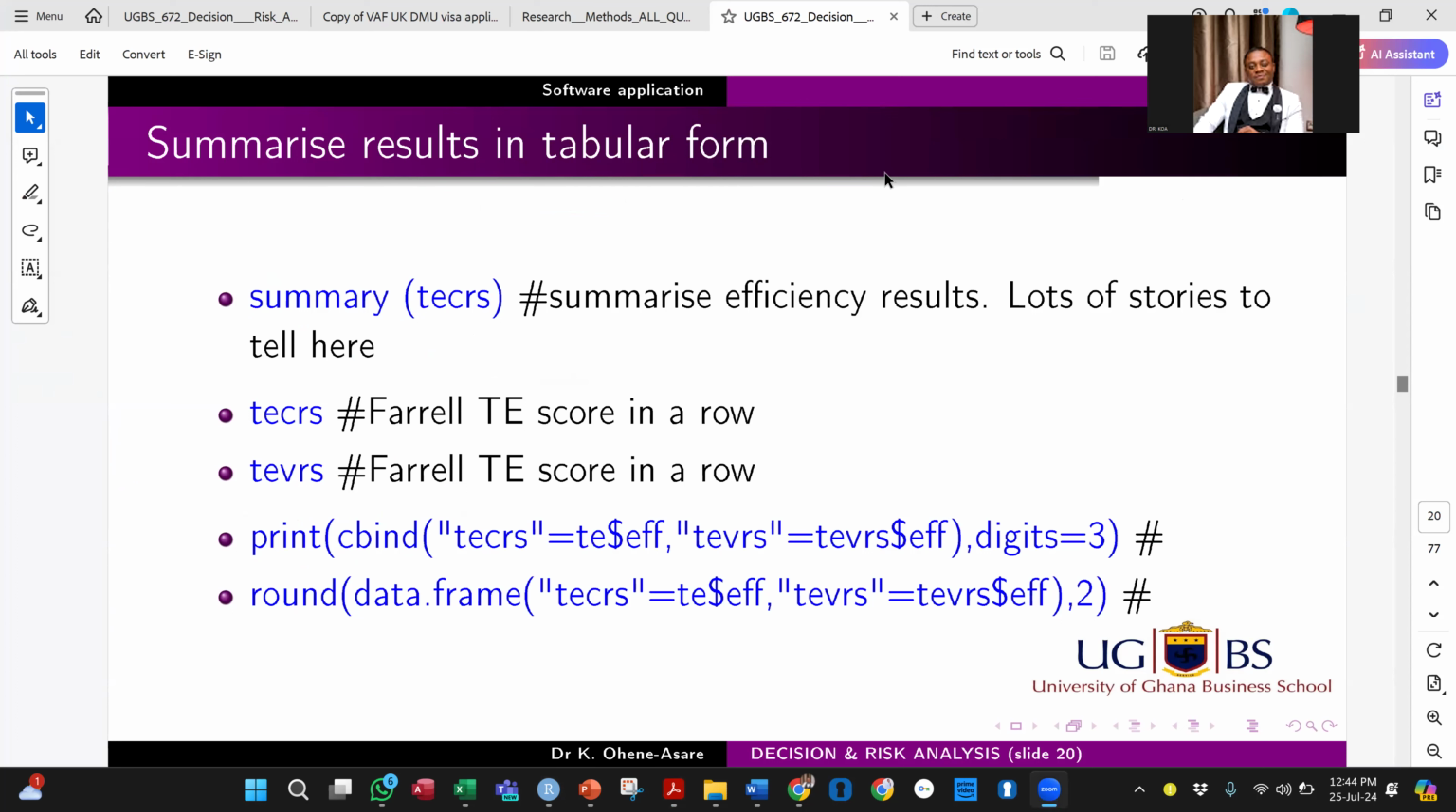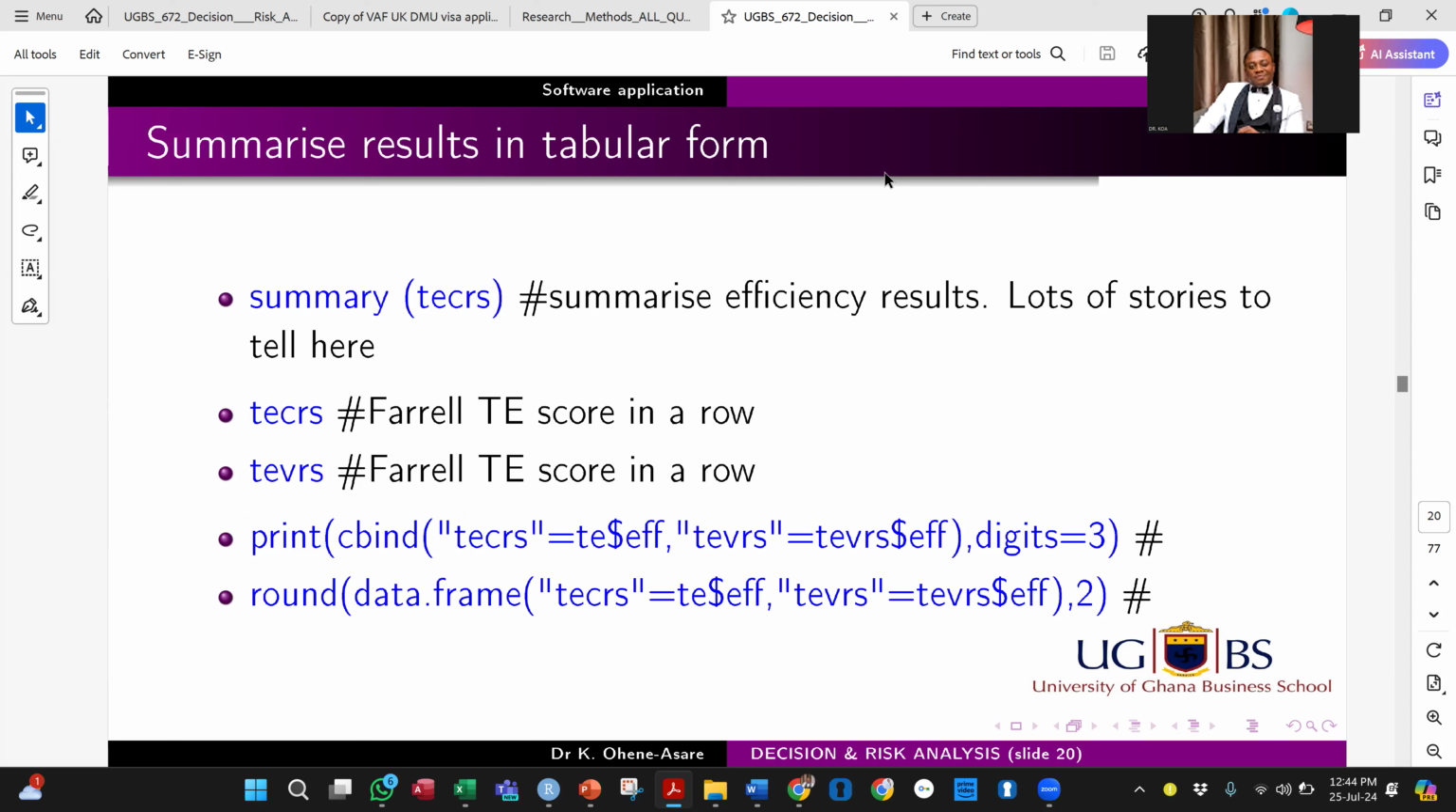Round the data frame, and then the technical efficiency score. Watch the way it's been written. We wrote TECRS, which is $EFF, so we are picking the results from $EFF. And then the variable returns one, I add that as well. And then I used 2 decimal places here, but I wanted to change the 2 decimal to 3 decimal places. We are going to add more to the data frame. Remember, this is a data frame.